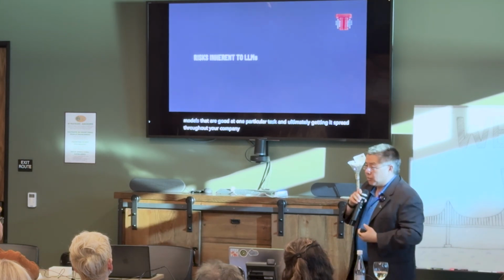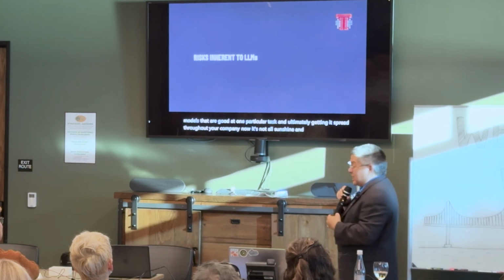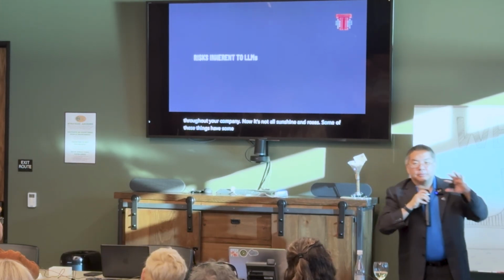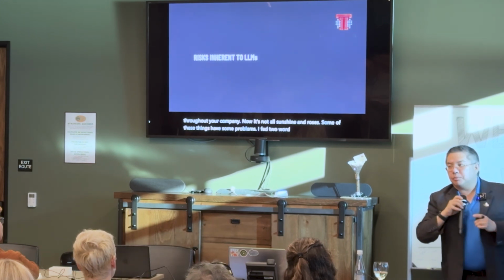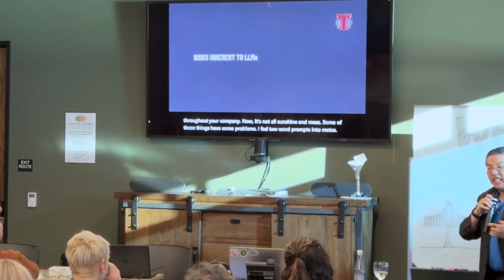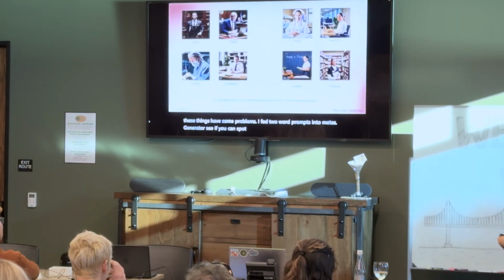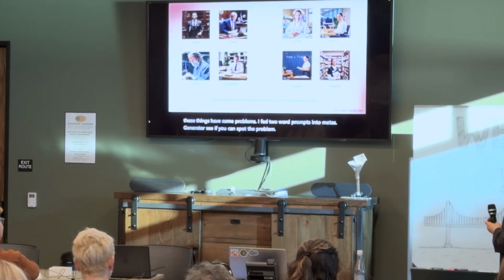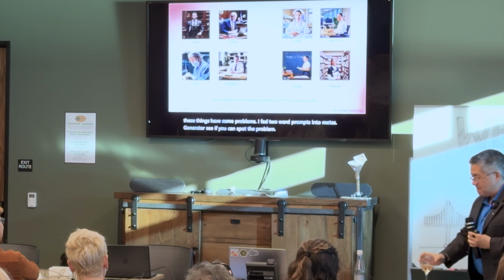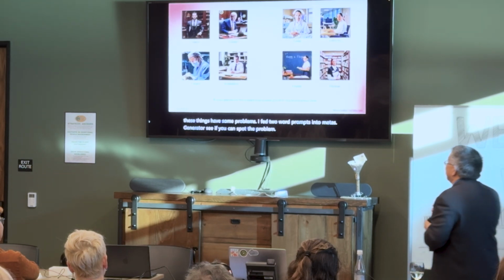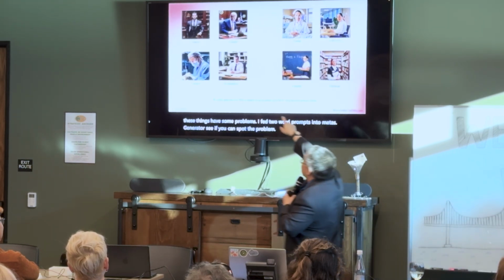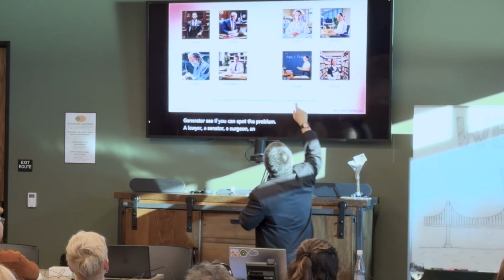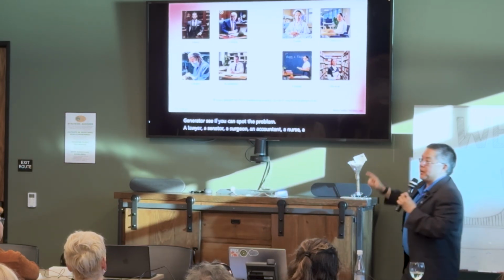Now, it's not all sunshine and roses. Some of these things have some problems. I fed some 2-word prompts into Meta's image generator. See if you can spot the problem. A lawyer, a senator, a surgeon, an accountant, a nurse, a secretary, a teacher, a librarian.